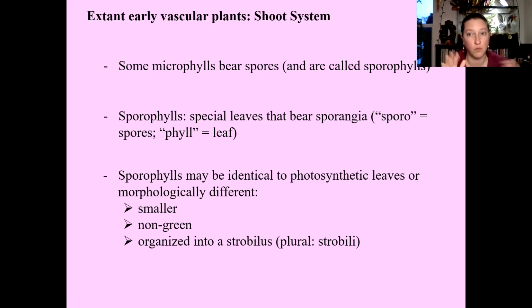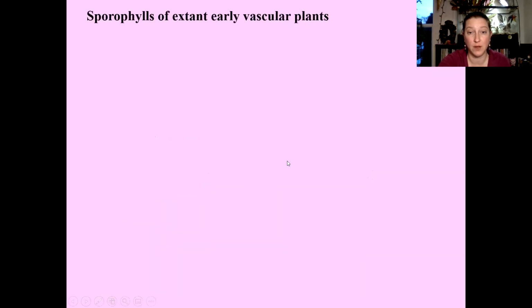Sometimes, just so you know, and we'll learn more about it when we go into the specific plants, the sporophylls look just like a regular microphyll, and they're green and they're pokey and they're photosynthetic. And sometimes the sporophylls look a little different. If they look different, they're usually smaller than the regular microphyll. They're usually not green like the regular microphyll. And sometimes they are arranged in a new structure that's called a strobolus, which again, we will say a million times. Strobolus down here, the plural being strobili.